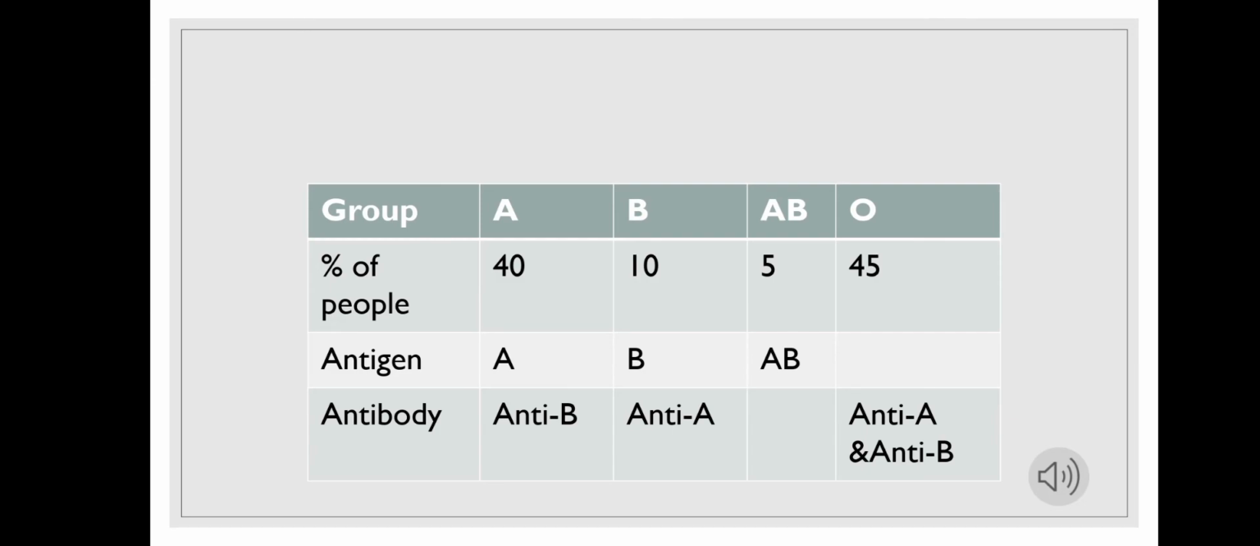نسبته 10%. الاي بي وده نسبته بتبقى نادرة ما بين الناس، بيبقى 5%، وبيتكون من التو انتيجين اللي هما الاي والبي، وما بيبقاش عنده انتي بودي. اما الاو فنسبته 45% وما عندوش انتيجين، فبيبقى عنده التو انتي بودي اللي هما الانتي اي والانتي بي.